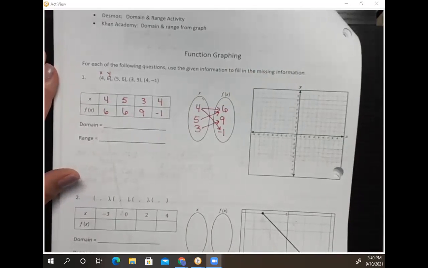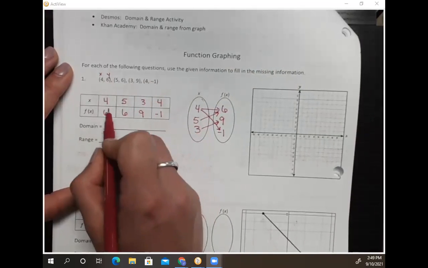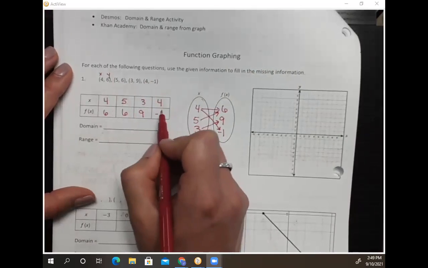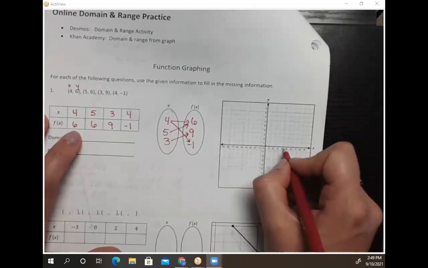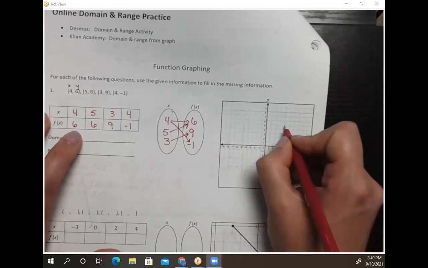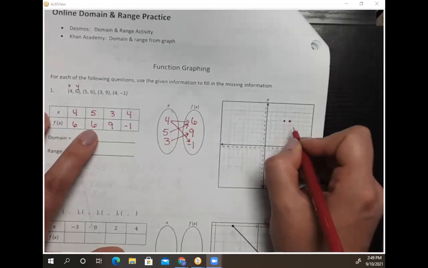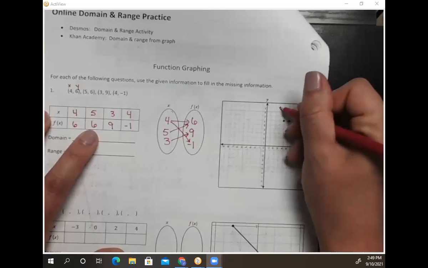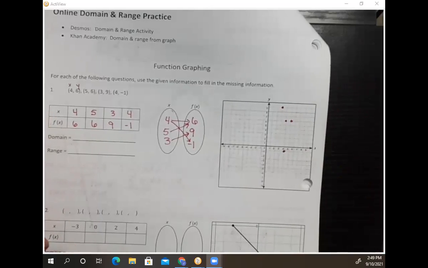And then finally, I'm going to go ahead and plot the points that I have. So I can get my points from these ordered pairs that I see here, or remember these sort of matching X and Y values in the table also represent points. So my first point is 4, 6, 5, 6, 3, 9, and 4, -1.